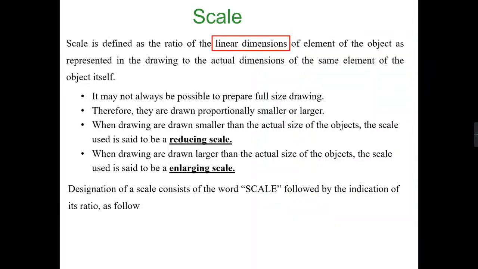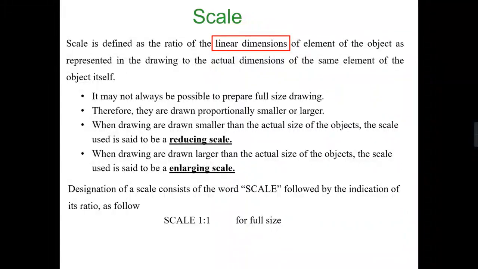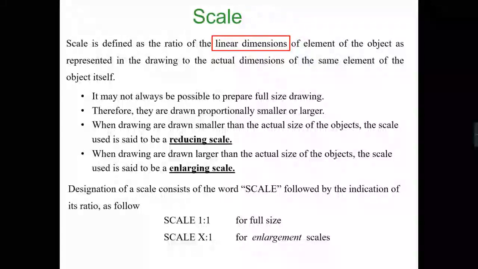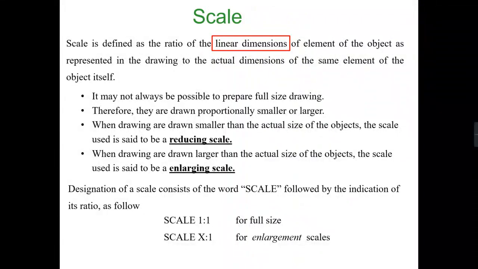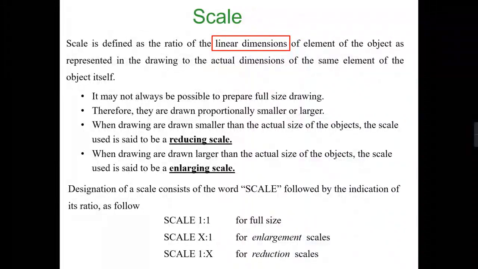Designation of a scale consists of a word scale followed by the indication of its ratio as follows. Scale 1:1 means full size scale. Scale is X:1 means it is enlargement scale, where X is greater than 1. And if it is given that the scale 1:X, then it is reduction scale.